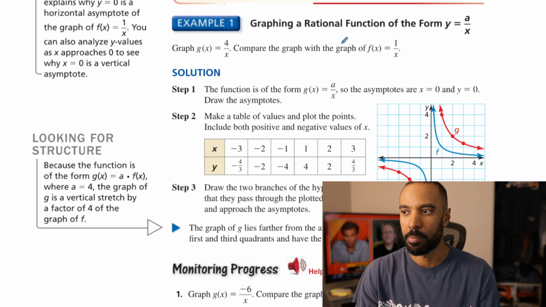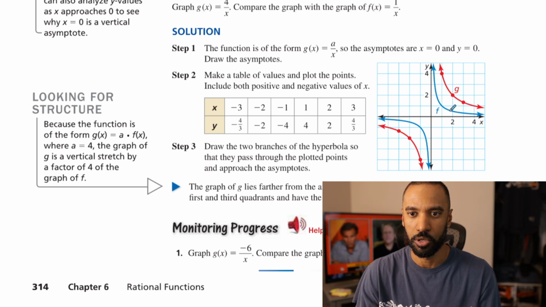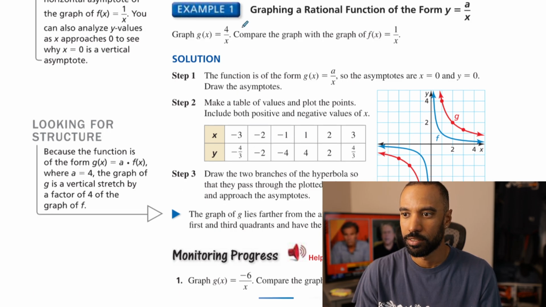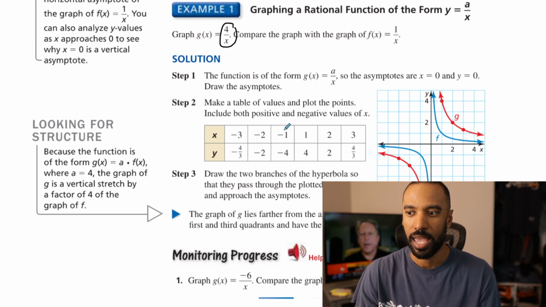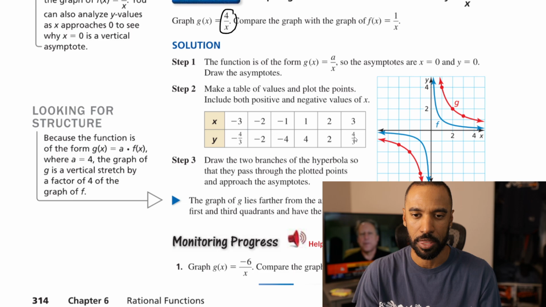Okay, so let's look at some of these simple rational functions of the form y equals a over x. This is graph y equals 4 over x, and compare it to y equals 1 over x. So y equals 1 over x is the parent function in blue, as you can see right here, and then the g of x equation is the 4 over x. Now, where does it come from? Well, it's as simple as what you can see here, guys. They are dividing 4 by 1 and dividing 4 by 2 and dividing 4 by 3, etc.